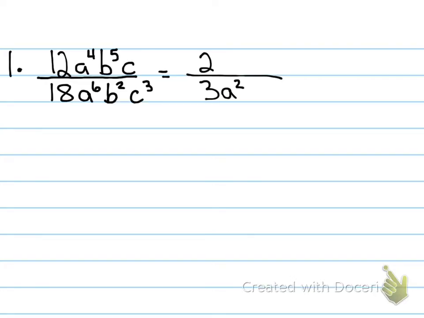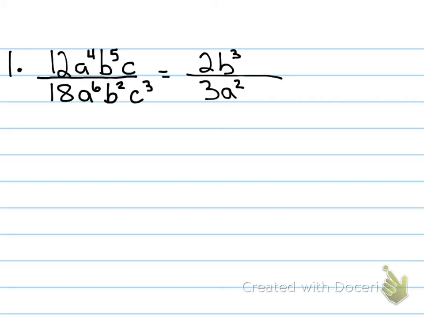So look at my b terms now. What are my exponents? 5 and 2. So when I subtract them, what do I get? 3. And my 3, I'm going to leave in my numerator because my 5 is the larger of the two exponents. Let's look at our c terms.